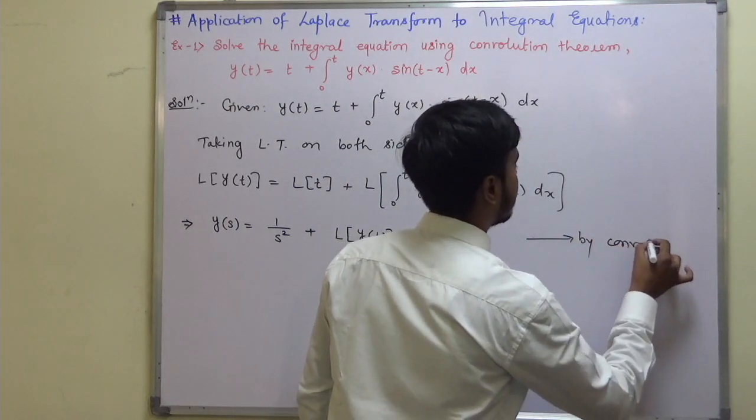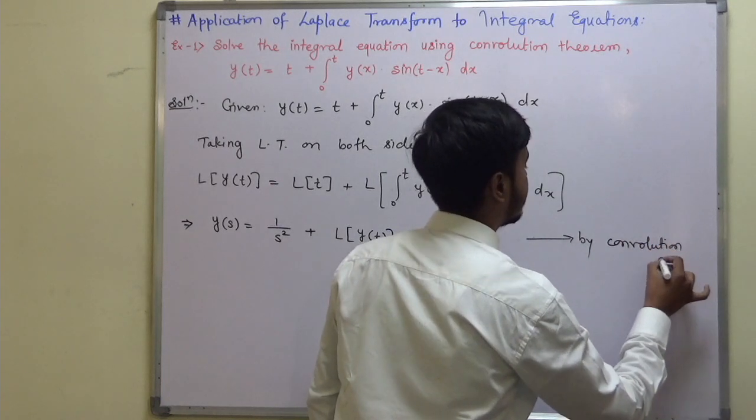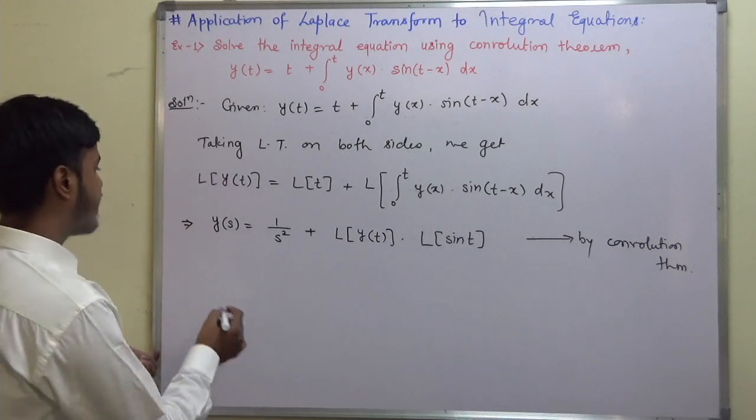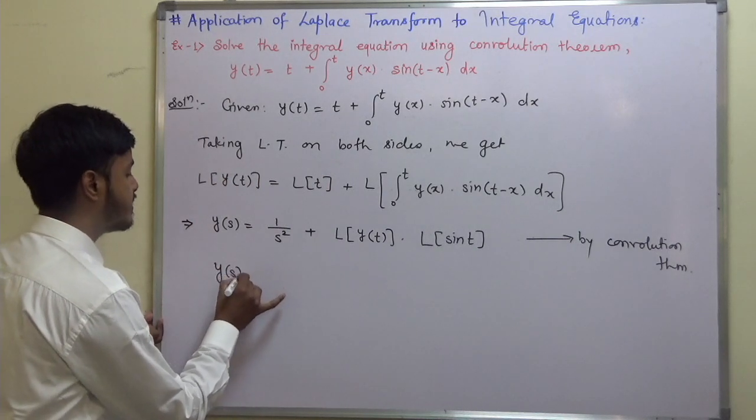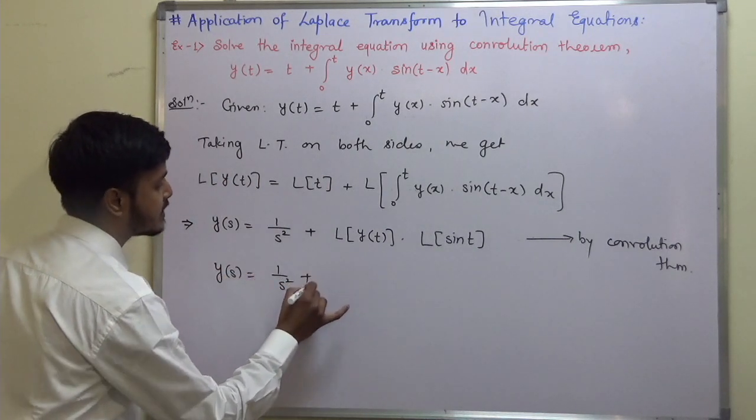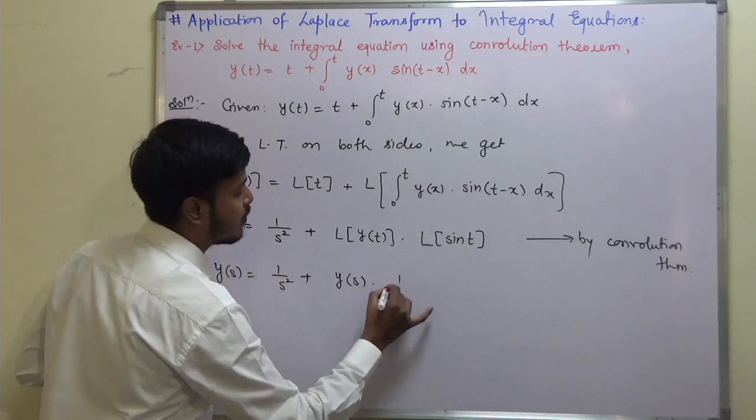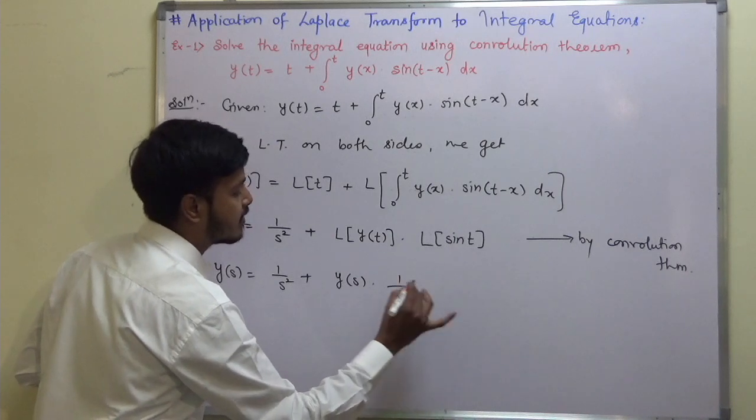By convolution theorem. If you want you can write directly also. So this is y of s is equal to 1 by s square plus, what is the Laplace transform of sin t? So you can write y of s, this is 1 upon s square plus 1. Simple.